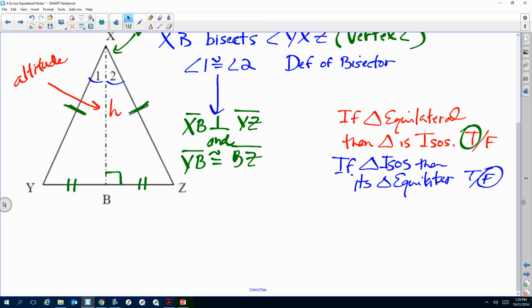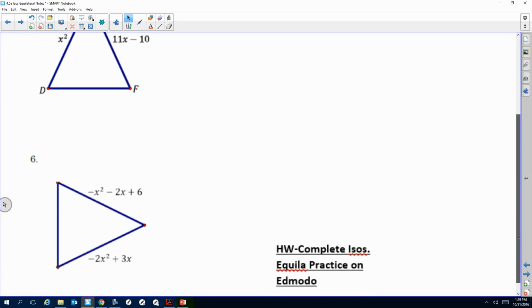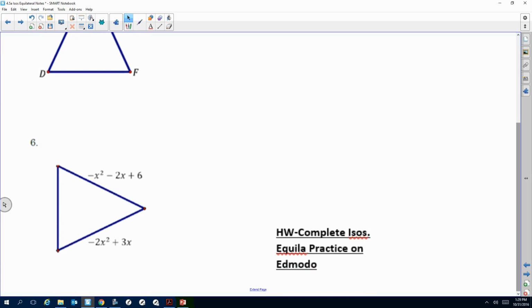Okay, so next thing we're going to look at. Star 5 and 6 for me. Put a star next to 5 and 6 because these are the test-like questions. This is how you would be assessed on isosceles triangles. All right, now I need to fix mine. First of all, on number 6, we need to fix the marking of the triangle. It's missing the congruent angles.